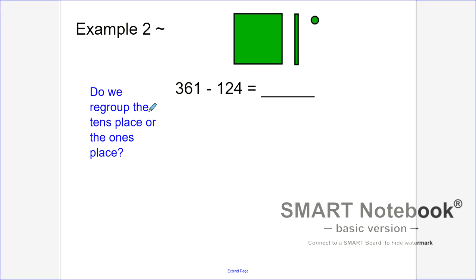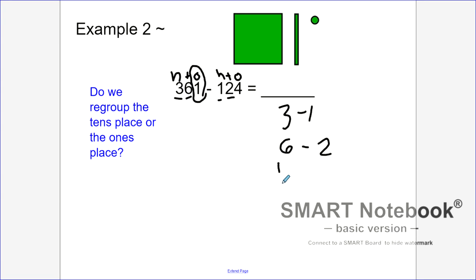Now that you've had a moment to think about it, let's look at our mini problems by examining each of these digits. It's definitely not the hundreds place. I have 3. I need to subtract 1. I can do that. My second digits I'm looking at are the 6 and the 2, coming from the tens place. My first digit is bigger than the second digit, so I don't need to regroup right there, which means the correct answer is our ones place.